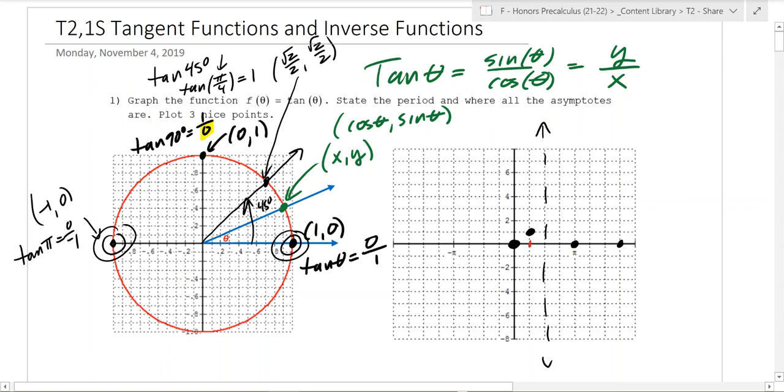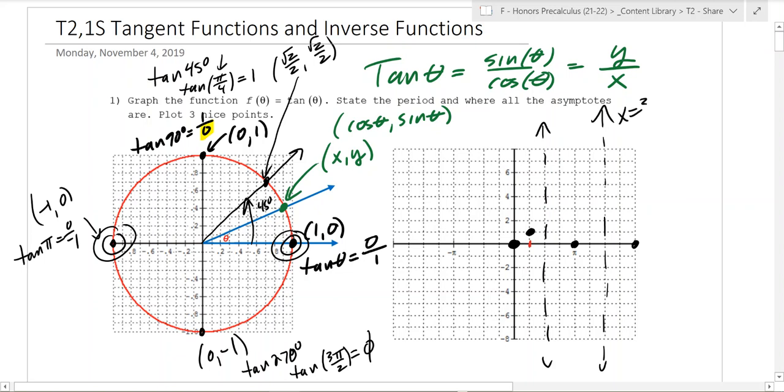So what about this point right here down below? We have (0, negative 1), and that's 270 degrees. And the tangent of 270 degrees, which is tangent of 3 pi over 2, is going to be undefined again. So what that means is, oh, I didn't put that far enough over. This one goes all the way to here. We know there's going to be another vertical asymptote at 3 pi over 2 right here. So we have a vertical asymptote at 3 pi over 2, and we have one at pi over 2. Okay, so how do we put this all together?